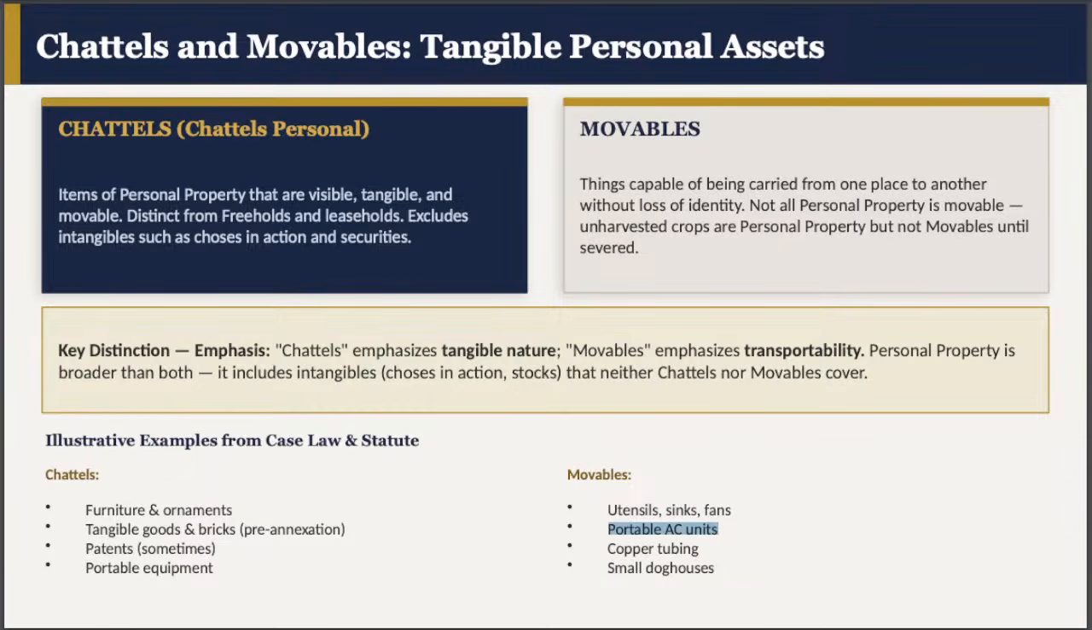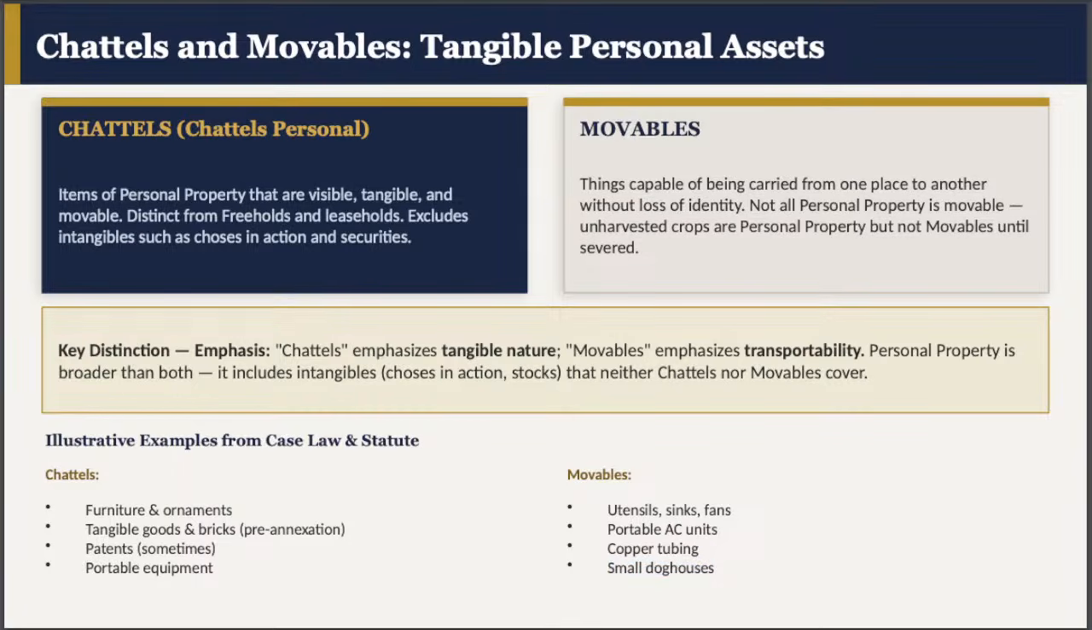Whoa, okay, portable AC units would be movables, and I guess central ACs would be chattels. And of course, copper tubing. I guess if you're a thief, it's movable. And small doghouses. And I wonder what the threshold is for doghouse size for it to be considered a movable or a chattel personal. Well, a chattel would be movable too.